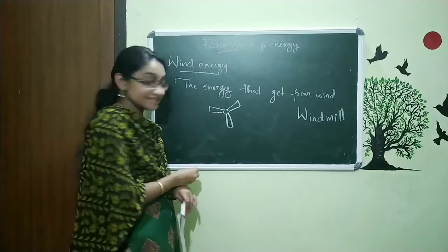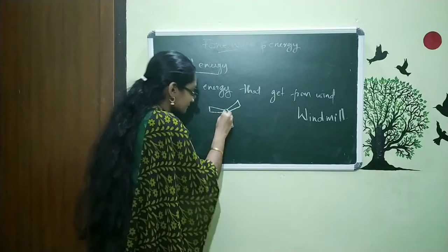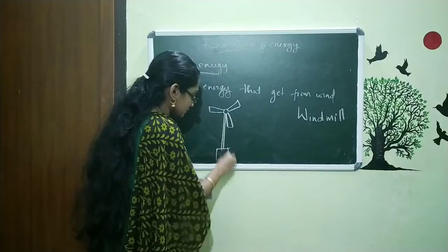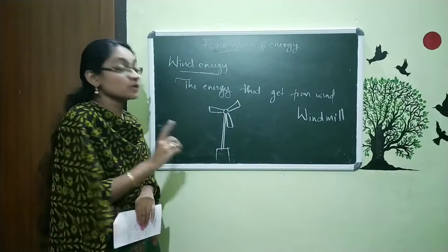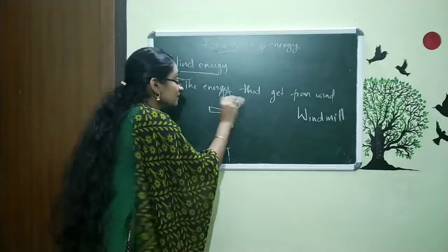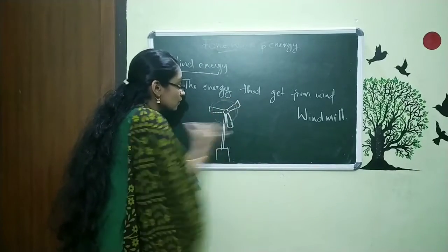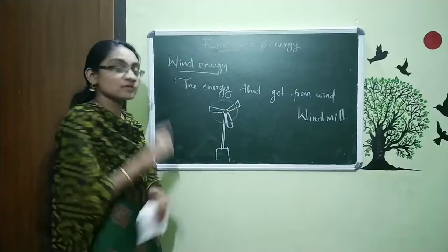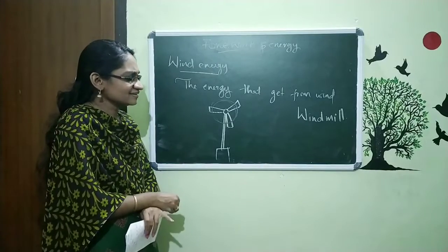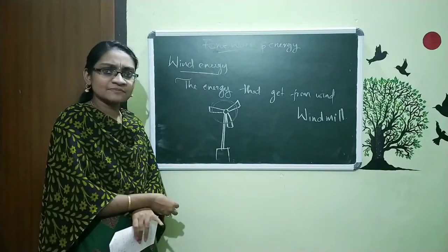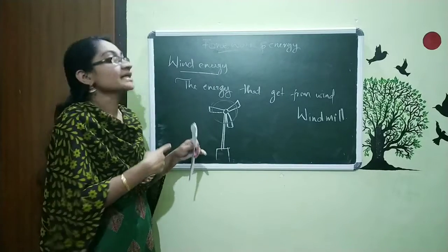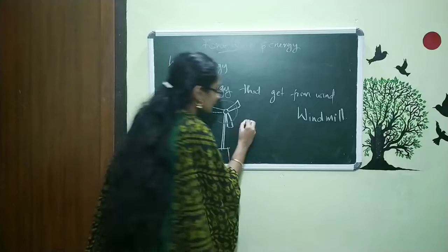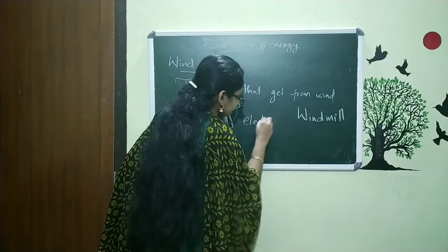It is having leaves. And when the winds blow, what happens? These leaves will rotate. And why are they rotating? What is the purpose? When these leaves are rotating, they produce electricity.